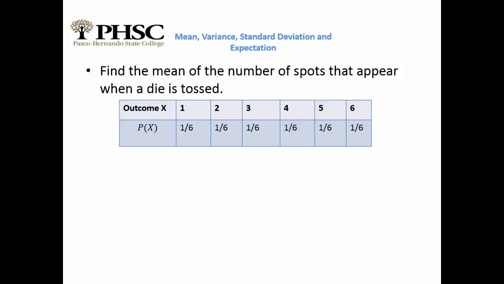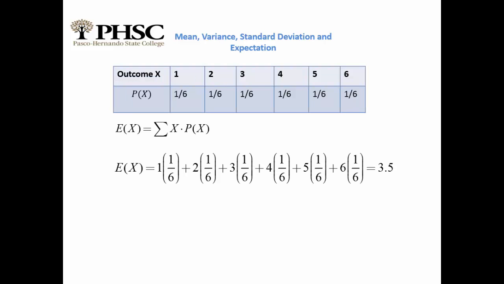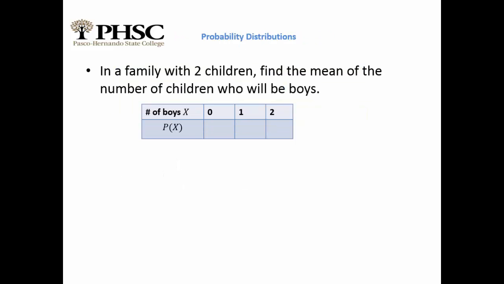So how do we find the mean of the number of spots that appear when a die is tossed? So we know that when we toss a die, we have 6 possible outcomes, 1, 2, 3, 4, 5, or 6. And the probability of each would be 1 over 6. So the expected value of doing this would be 3.5. And if you notice, what we do is we take the first value of x times its probability plus the second value of x times the probability all the way down to the last value of x times that probability, and then sum them all up and we get 3.5.